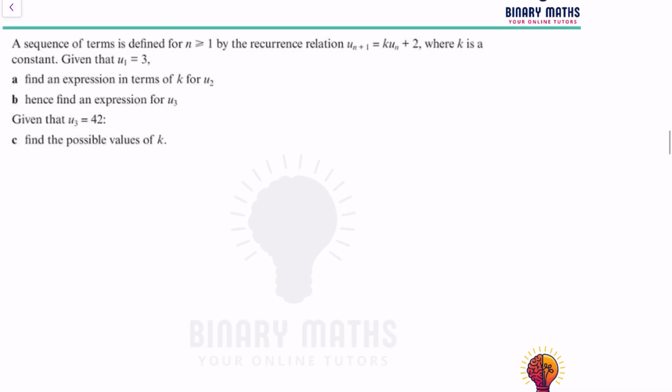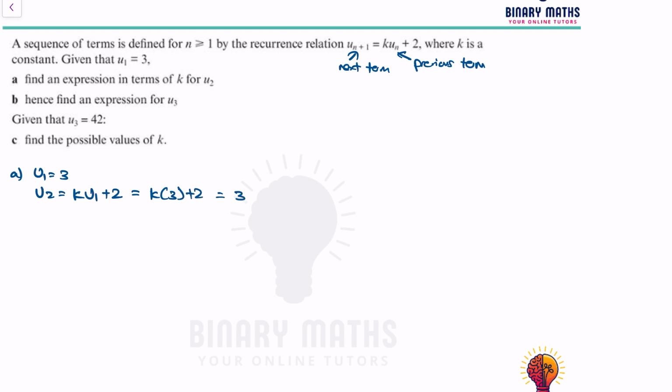Okay, a sequence of terms is defined for n greater than or equal to 1 by the recurrence relation u(n+1), which is the next term, is k times u(n), which is the previous term, plus 2, where k is a constant. Given that u1 is equal to 3, find an expression for u2. u2 will be equal to k times u1 plus 2, which is k times 3 plus 2, which is equal to 3k plus 2.